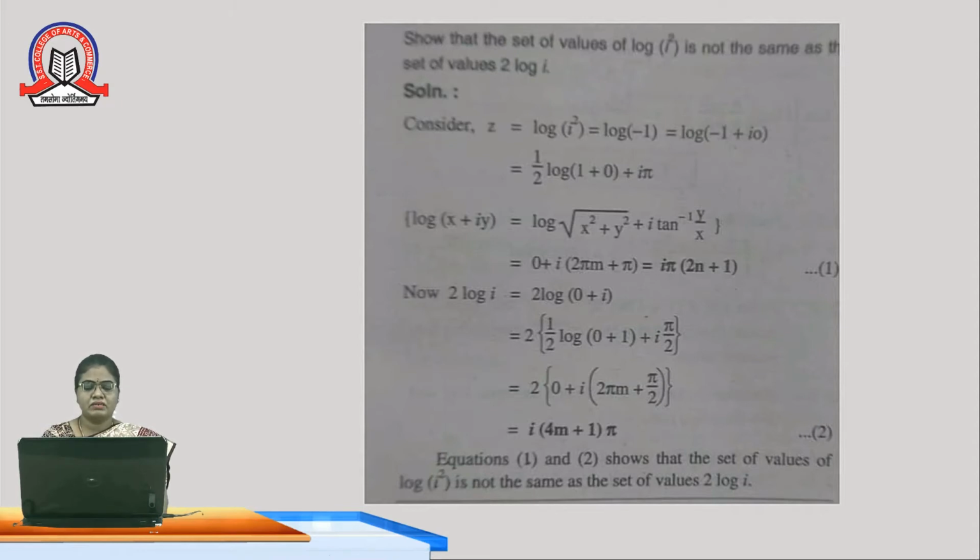2 log i equal to 2 log of 0 plus i. Expanding this, 2 into 1 by 2 log of 0 plus 1 plus i pi by 2. Then this gives 2 times the real part, which is 0 since log 1 is 0, plus i into 2 pi m plus pi by 2, which is equal to i pi into 4m plus 1. So from the first and second we can conclude that the set of values of log i square is not the same as the set of values of 2 log i.